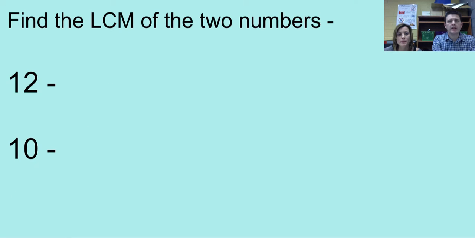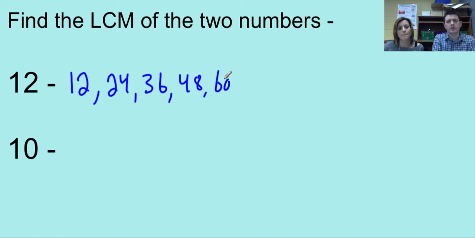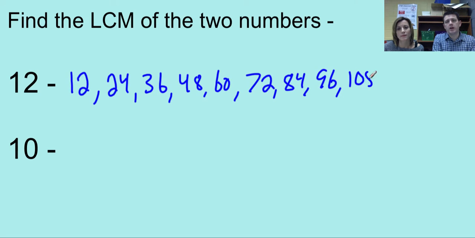So we want to find the least common multiple, the LCM, of 12 and 10. The easiest way to do it is just to count by 12s, count by 10s, see what is the first number, the least, the smallest that they have in common. So 12, don't forget 12 is the first multiple. 12 times 1, then 24, 36, 48, 60, 72, 84, 96, and 108. And we can keep going if we end up needing to.